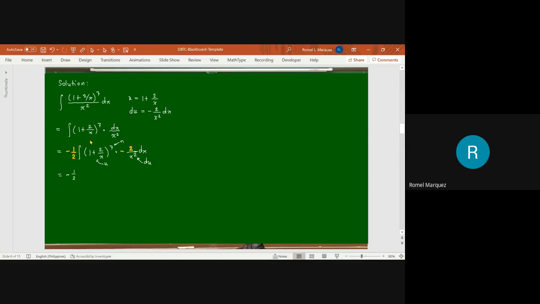The integral of u to the n du is u to the n plus 1, all over n plus 1. But what is our u? 1 plus 2 over x. So it is now u to the 8, all over n plus 1, which is 8, plus C. And that is equal to negative 1 over 16 multiplied by (1 plus 2 over x) to the 8, plus C. Very easy.